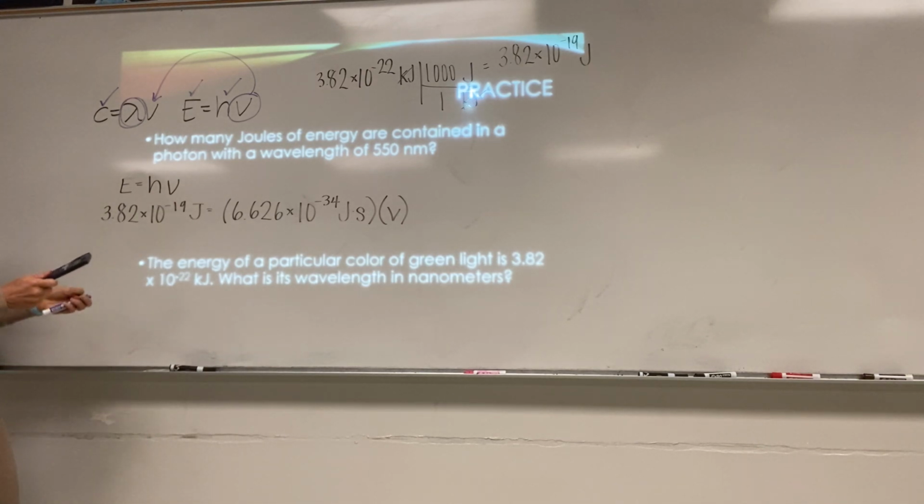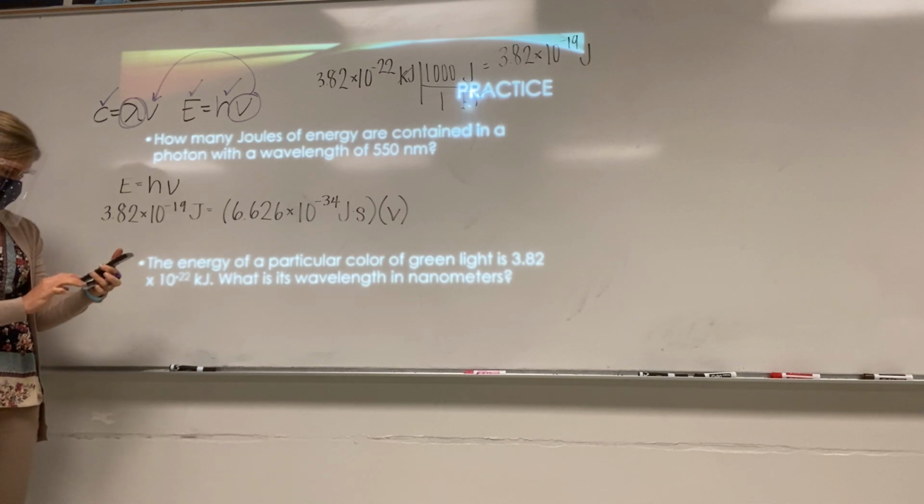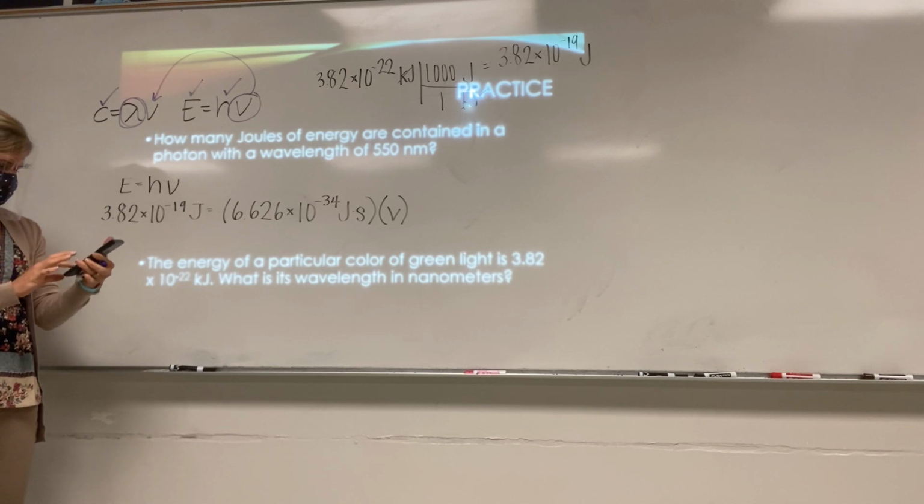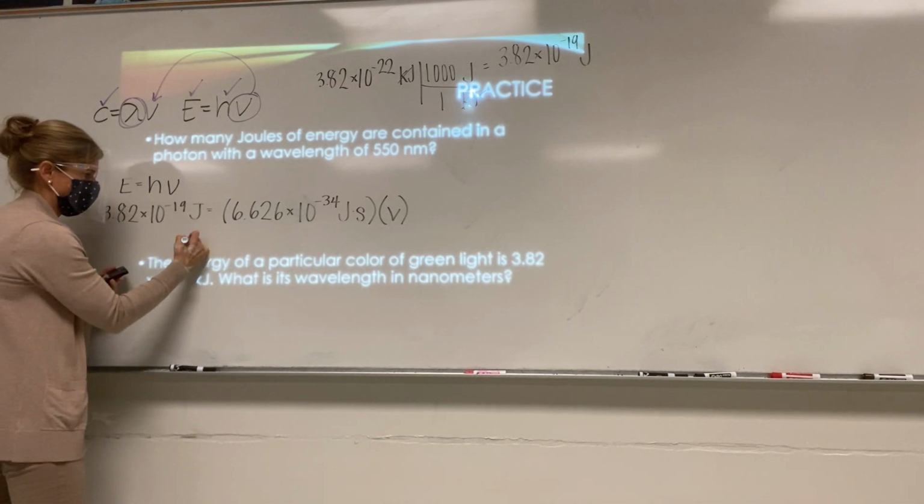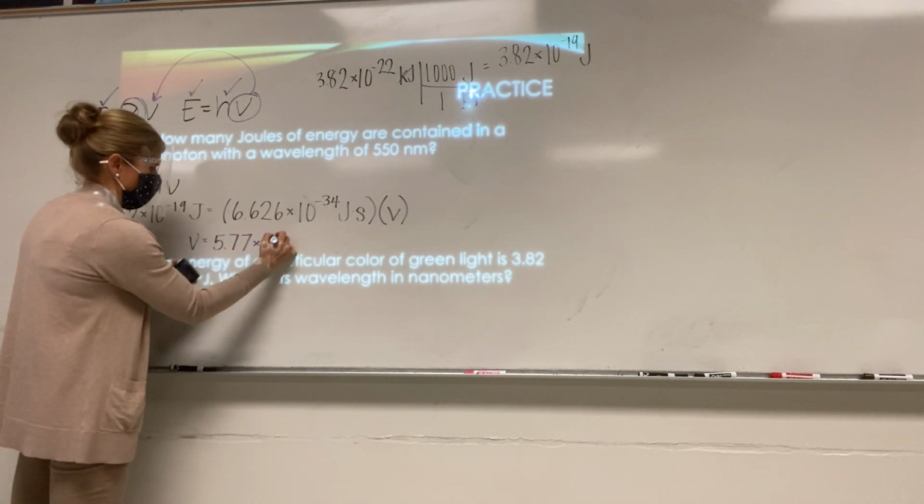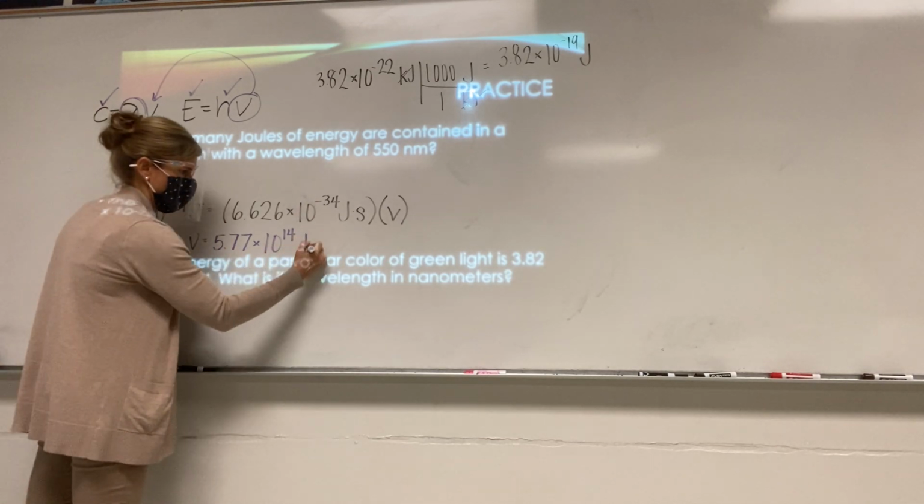So now I will divide 3.82 e to the negative 19th. Make sure you're using that E button so you don't have any calculator errors with the exponent. Divide by my h. That gives me my frequency. So, I hope you got 5.77 times 10 to the 14th. What are my units for frequency? Hertz, good.